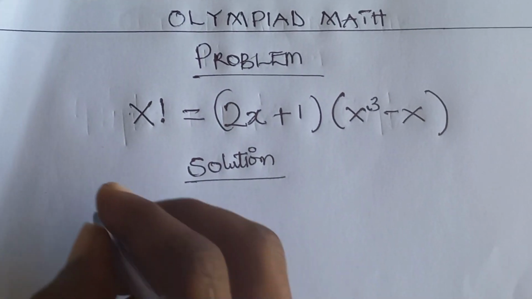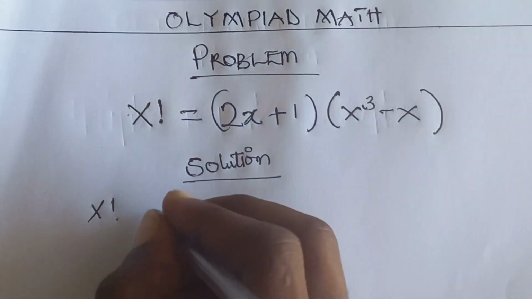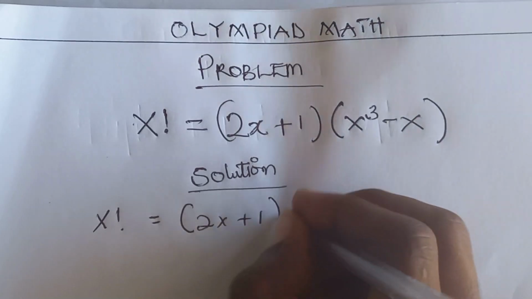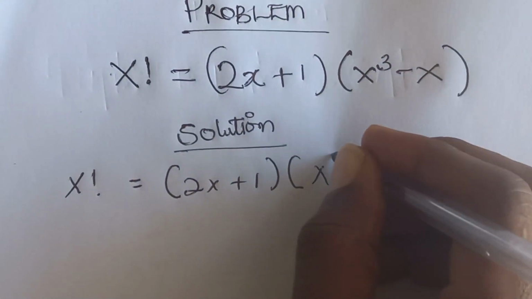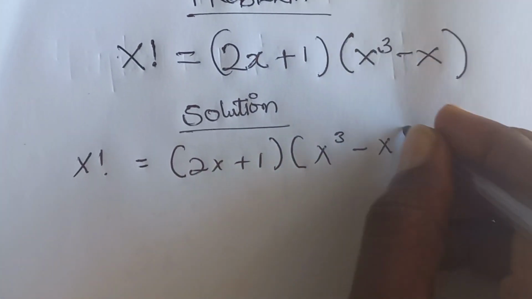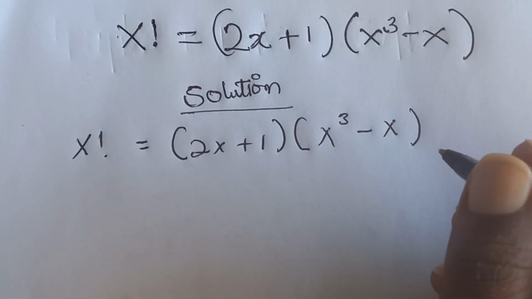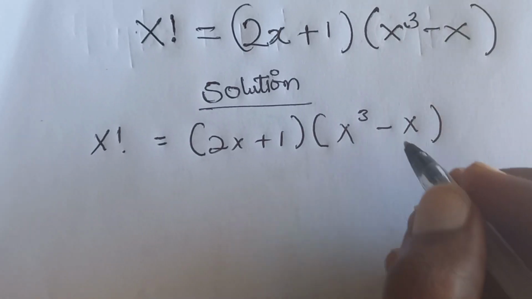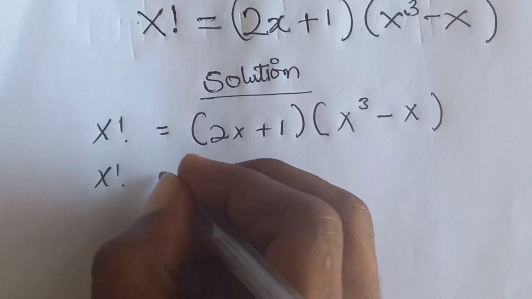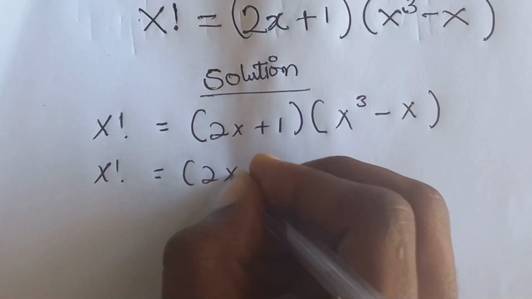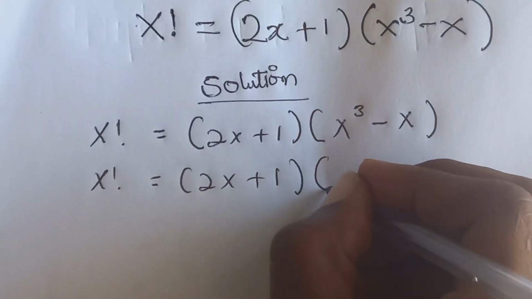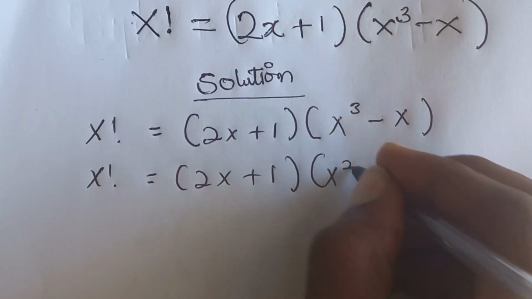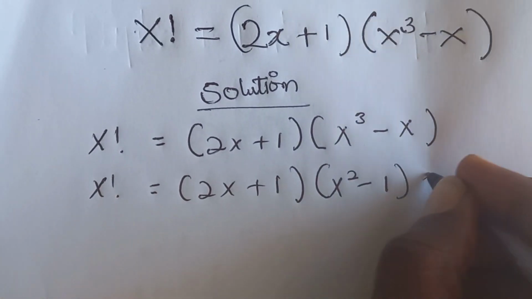So we have x factorial, which is equal to (2x + 1) multiplied by (x^3 - x). Before we start, we can express it as x factorial is equal to (2x + 1) times the bracket, which is the same as (x^2 - 1) multiplied by x.